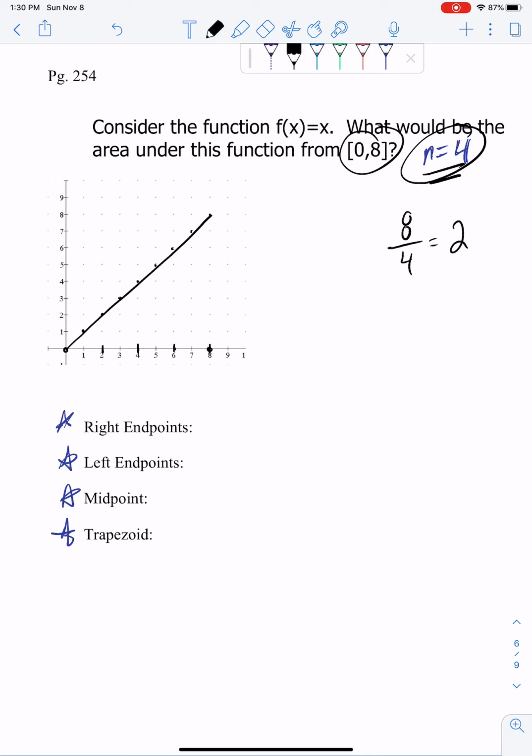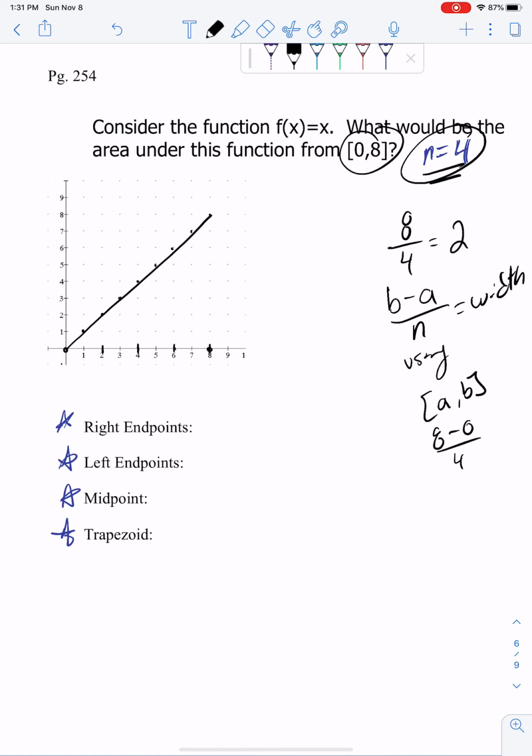Now that formula, if you can't problem solve through the width of the whole thing divided by how many you want, is something like this. B minus A over N is going to be your width, and that's if you're using an interval of A to B. So you take B minus A, so that would be 8 minus 0 divided by 4. That gives me 2. So that's my width. Pretty easy to come up with, but that's where it comes from. So I know I'm going to go 2 wide.